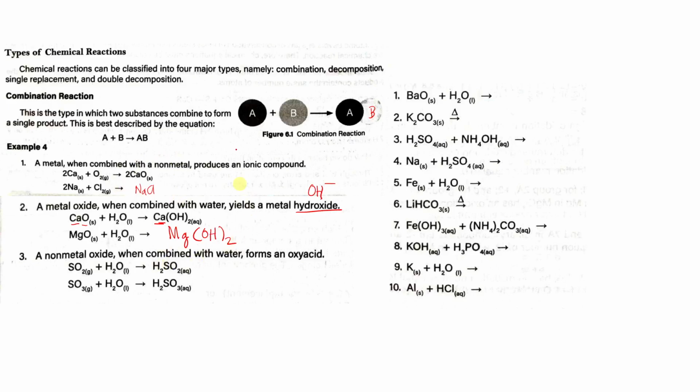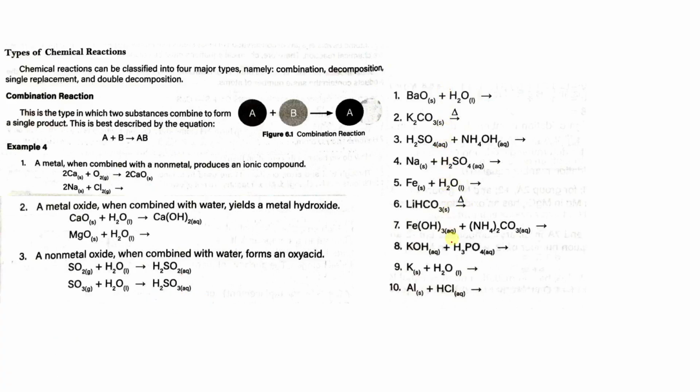Then when it's a non-metal oxide, this one is similar here, but again, instead of the metal, the other element is a non-metal. So when it combines with water, it forms an oxyacid. So again, for an acid, there is a separate hydrogen on the compound.